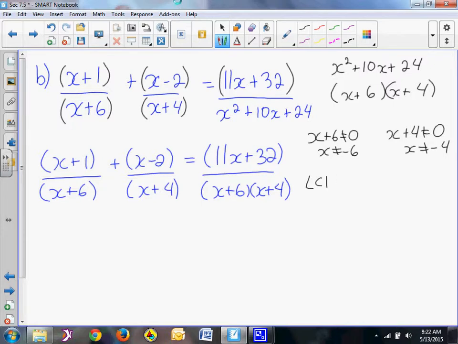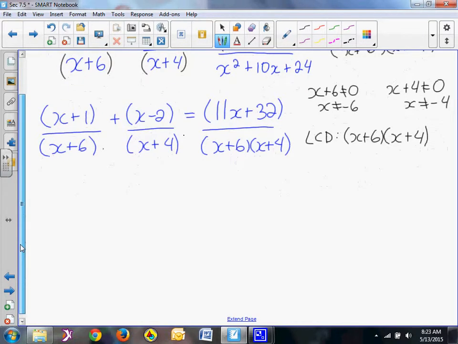So for our lowest common denominator, I'm going to write down every factor in all my denominators. So x plus 6, x plus 4 from my first two, and then I already have x plus 6, x plus 4. There's no greater powers, so that is my lowest common denominator. My next step is to multiply everything by that lowest common denominator. And this is going to become a super long question. Well, super wide across the board, I should say.